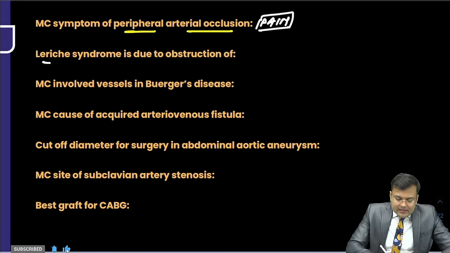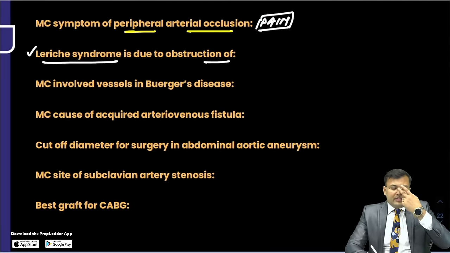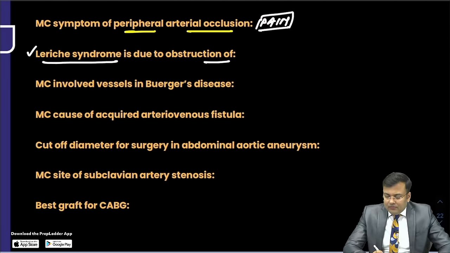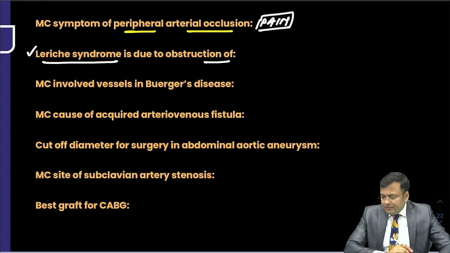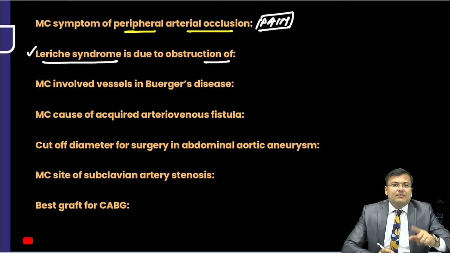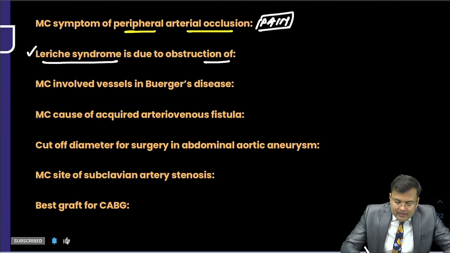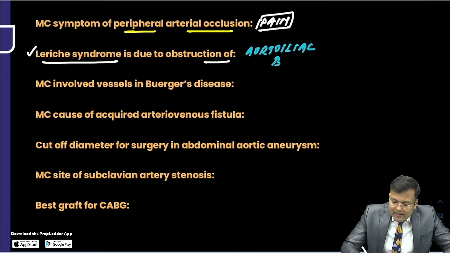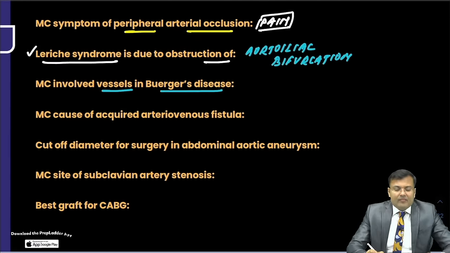Leriche syndrome, frequently asked in AIIMS and NEET PG. It is due to obstruction of which particular vessel? Where should the obstruction be in Leriche syndrome? Aorto-iliac, very good. Shefali Manchanda, first person to reply. Shefali, you are replying correctly most of the times. It is aorto-iliac bifurcation.